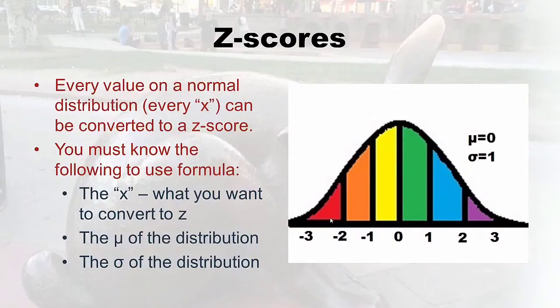And what goes into that formula? Well, first you need the x that you want to convert to a z-score, so you need to pick one. Then you need to know the mu of your normal distribution, and the standard deviation of your distribution. And here are the two formulas that are used. The one I was just talking about is on the left, the formula for calculating the z-score. And we'll go over the one on the right later in this lecture.